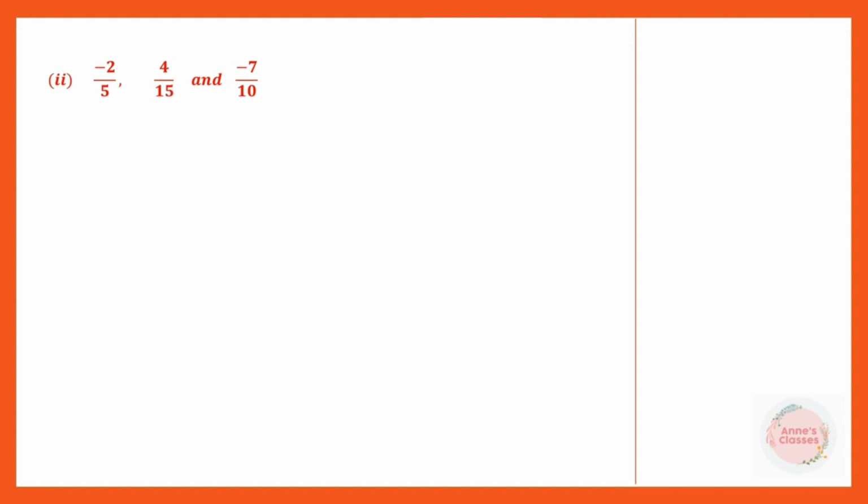So let's write that. We'll write all three rational numbers minus 2 by 5 plus 4 by 15 plus minus 7 by 10. And on the other side also let's write all three minus 2 by 5 plus 4 by 15 plus minus 7 by 10. Now let's group them. So here we are grouping the second and the third. Second one and the third one, that is these two rational numbers. Here we are grouping the first and the second.